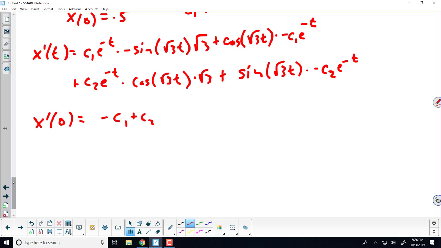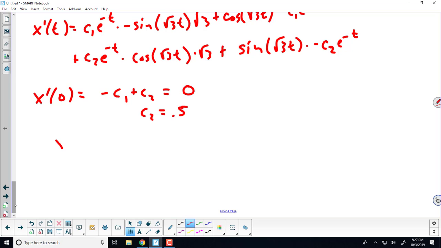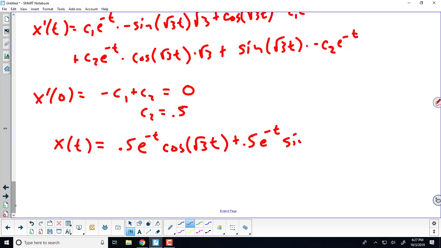And what do we know that this is supposed to equal? It's supposed to equal 0 because it's the initial speed. And we already said that this was 0.5, so we get that C2 is also equal to 0.5. So then that gives us finally as a particular solution to the IVP, 0.5 e to the minus t cosine square root of 3t plus 0.5 e to the minus t sine square root of 3t, and that's our solution to the spring mass problem.